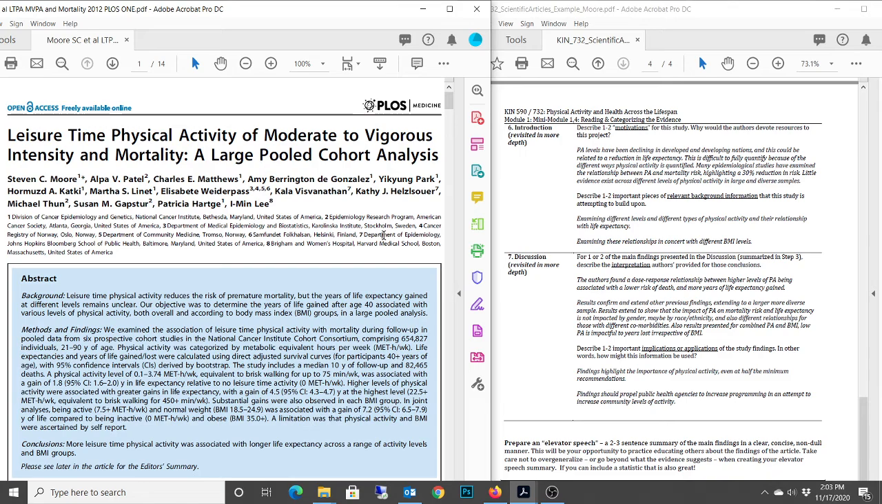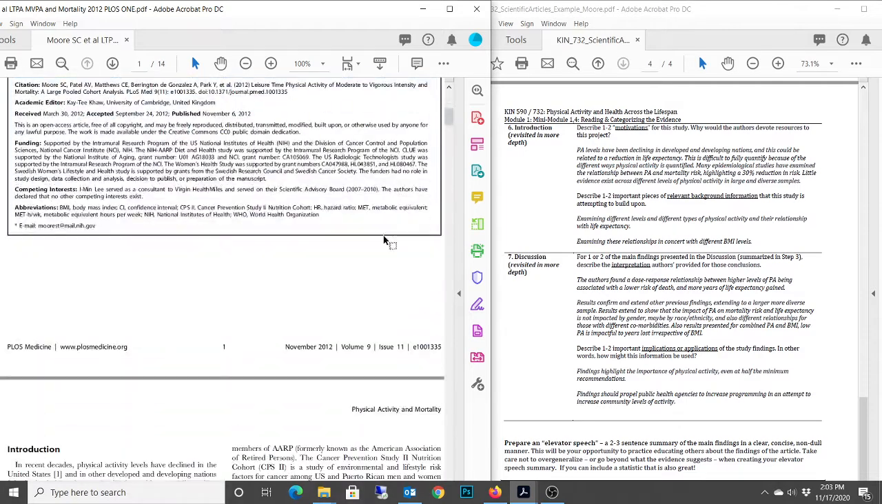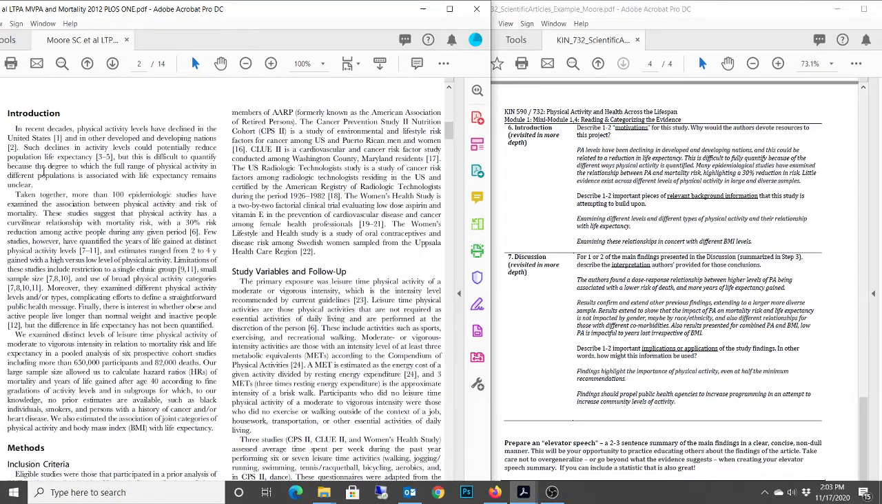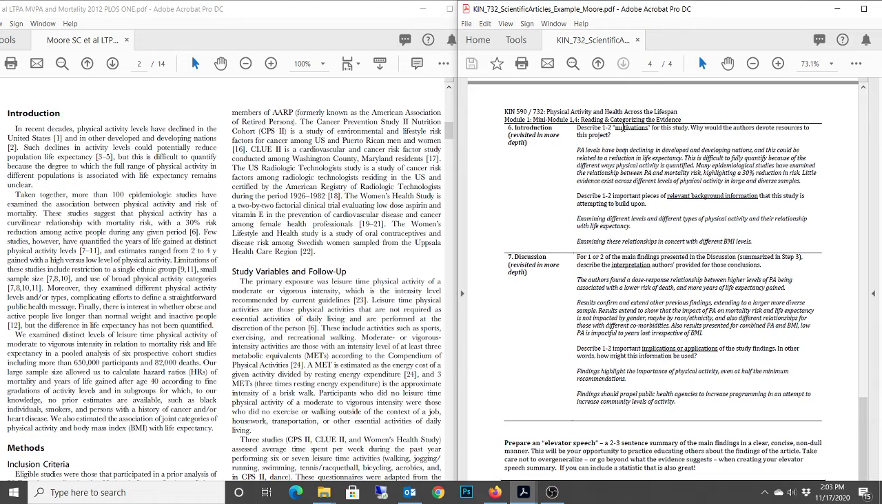So if we jump to the paper and we take a look at the introduction, you'll see that the introduction is just these 3 paragraphs here. We've already read the last paragraph, but revisit this and give this a quick read. Okay, done that. So if we take a look at the worksheet, then describe the motivations for this study and why would the authors devote the resources they have to this project in the first place.